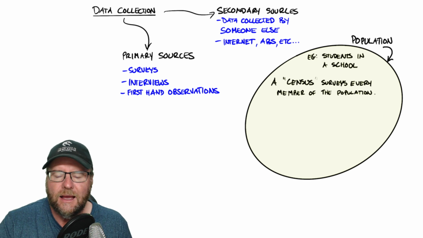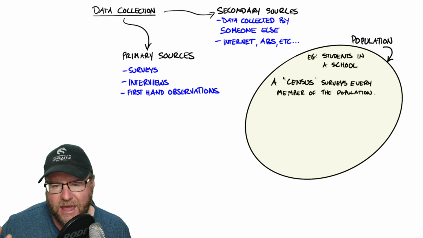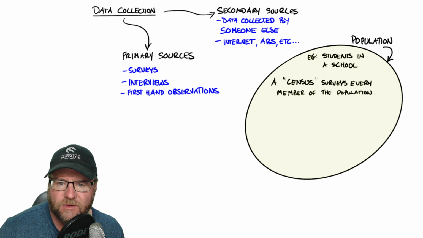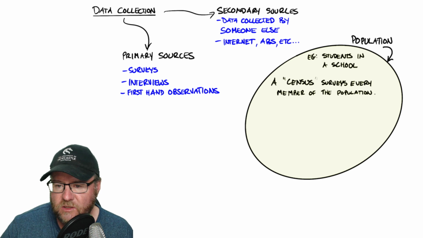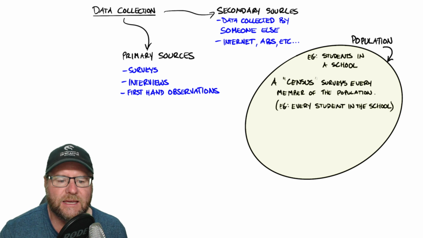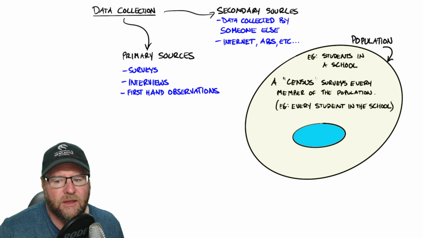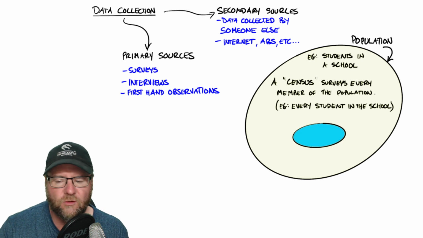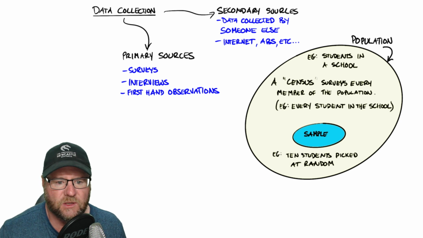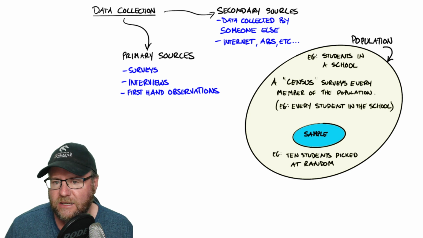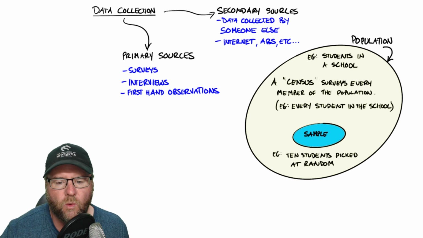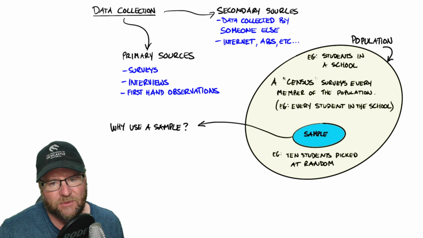All right. If we were to survey every member of the population, we call that a census. So if we were doing students in a school, for example, if we surveyed every student in the school, we would say that was a census. If we just took a small group, so not every student, but just a small group of students, we call that a sample. So if I grabbed 10 students, picked at random from within the school, I've taken a sample of the students.